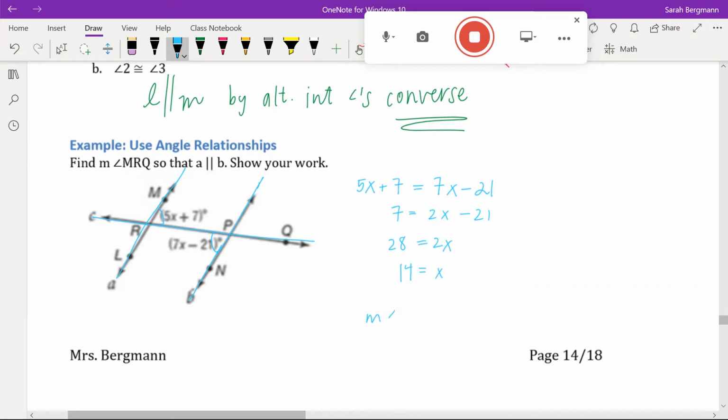However, the problem asks us to find the measure of angle MRQ. So I need to go back and plug in the value of x for the expression given for angle MRQ. I could check this answer by plugging in 14 for the other angle, RPN, and make sure it also is equal to 77.